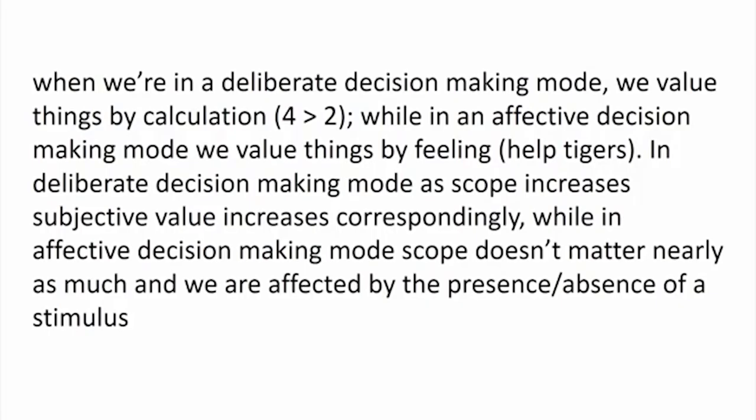So in deliberate decision making mode, as scope increases, subjective value increases correspondingly, while in affective decision making mode, scope doesn't matter nearly as much as being affected by the presence or absence of a stimulus. So scope is basically the sweep of the decision. So in the affective mode, the scope has very little value compared to the deliberative mode. It is all about the scope which is out there.